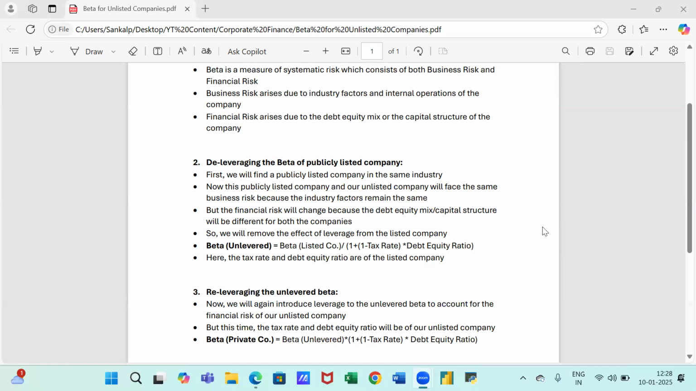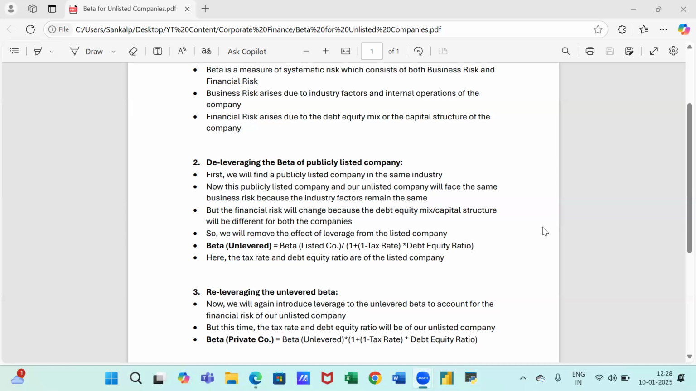Now, this publicly listed company and our unlisted company will face the same business risk because they are operating in the same industry. But the financial risk part will differ. Why? Because the funding sources can be different, the capital structure will be different, or the debt equity ratio will be different for these two companies. So what we'll do is we'll remove the effect of leverage from the beta of our listed company and then reintroduce leverage using our own debt equity ratio and tax rate. Let's see how we do it.